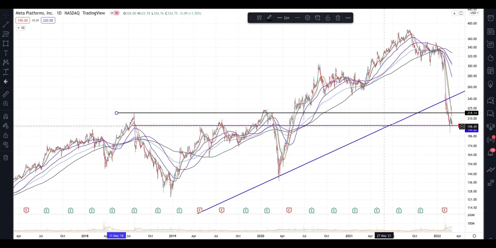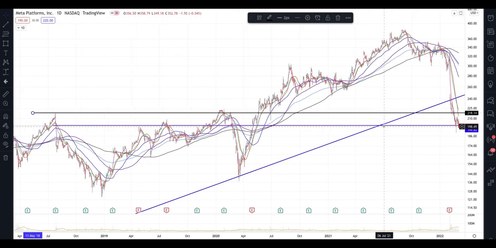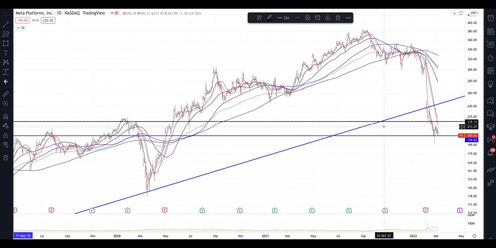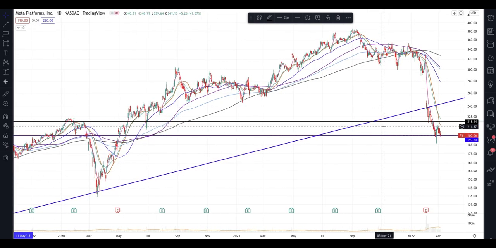And all this is going to be is a visual representation of prior levels of confidence or resistance or support, right? So in this instance, this prior all-time high represented some form of resistance. And then once it broke out, it was a form of support here.